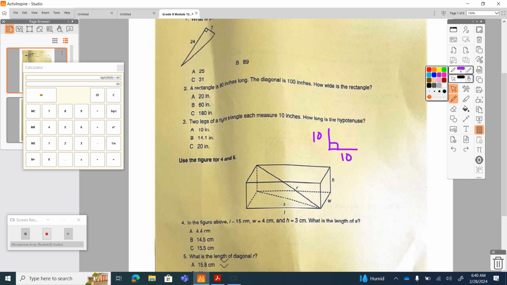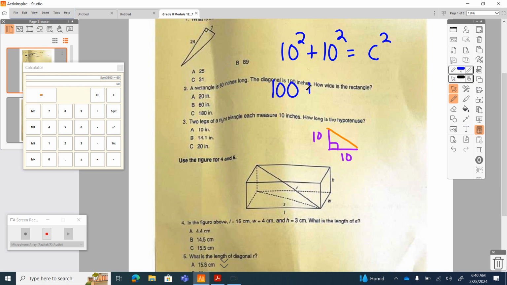They've told me that I'm finding the hypotenuse, so I know that I'm finding the c squared. So I'm not going to write this formula every time, because you're probably not. You're probably just going to write 10 squared plus 10 squared, because those are each of the legs, and I want to find the hypotenuse. Okay? So 10 squared I happen to know is 10 times 10 is 100. So I want 200 equals c squared, which means I need to find the square root of 200.